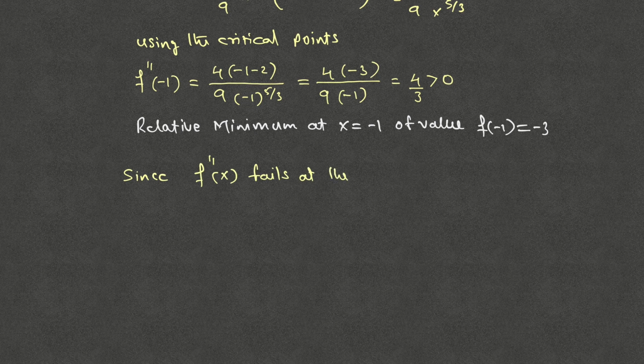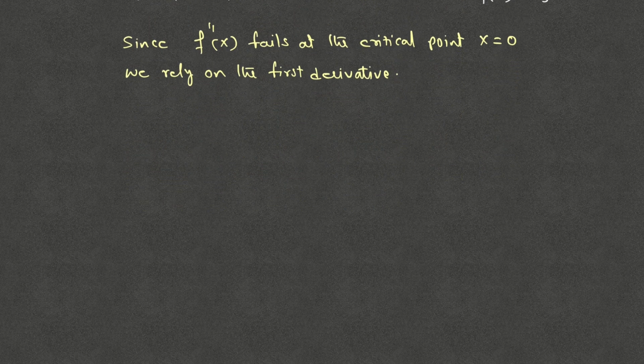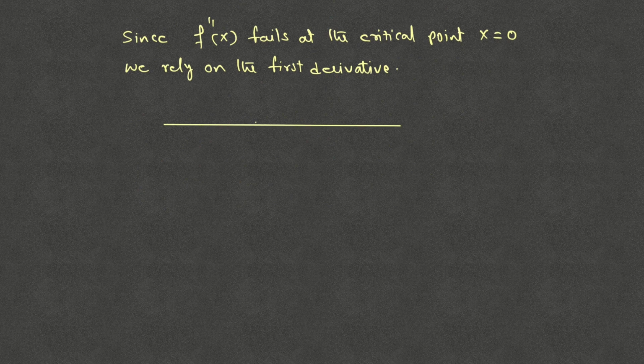Since the second derivative fails at the critical point x equals 0, we rely on the first derivative test. Using a sign diagram of the first derivative, we plot the critical points negative 1 and 0 and pick test points in the open intervals formed by the critical points. Now we compute the first derivative at each one of these test points.